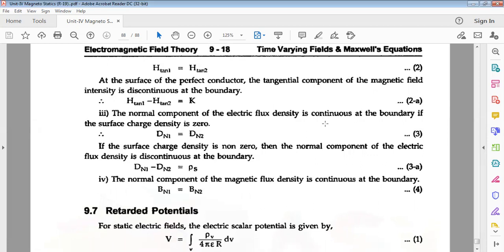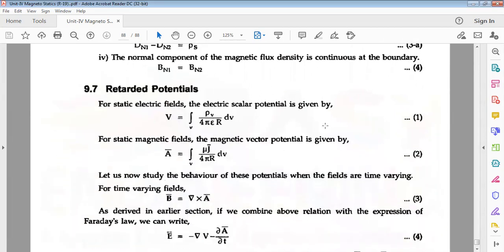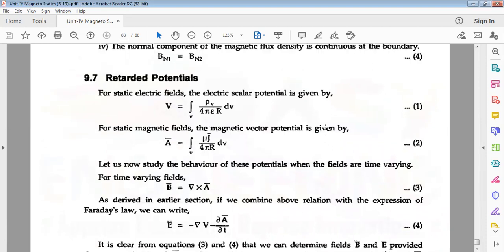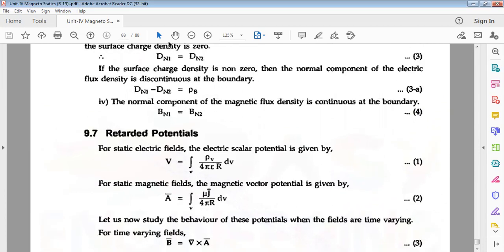Got it, my students? With this, we complete magnetostatics and Maxwell's equations for the time varying fields. The fourth unit is fully completed. The theory part of the fourth unit is fully completed. Got it?